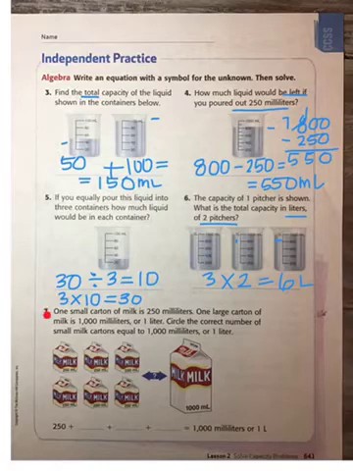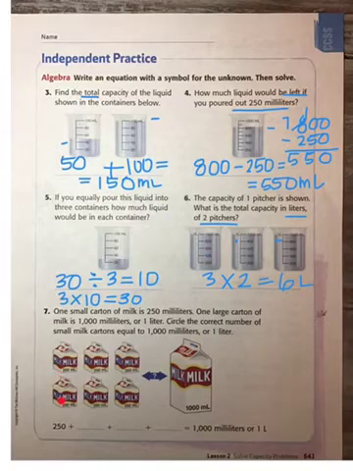Okay, let's look at number 7. 1 small carton of milk is 250 milliliters. There's a small one. 1 large carton of milk is 1,000 milliliters, or 1 liter. There's 1,000 milliliters in 1 liter. Circle the correct number of small milk cartons equal to 1,000 milliliters or 1 liter.